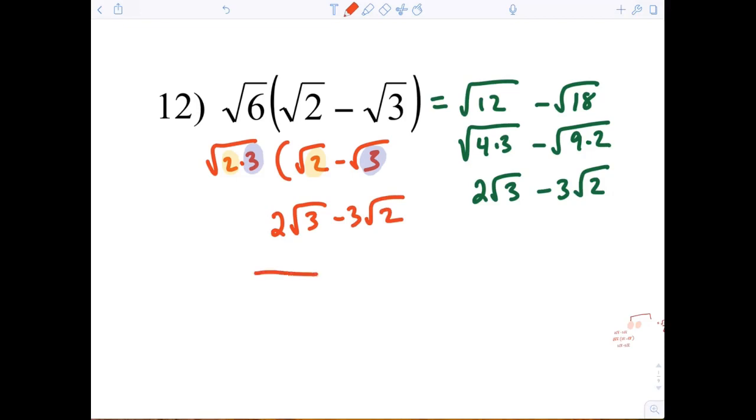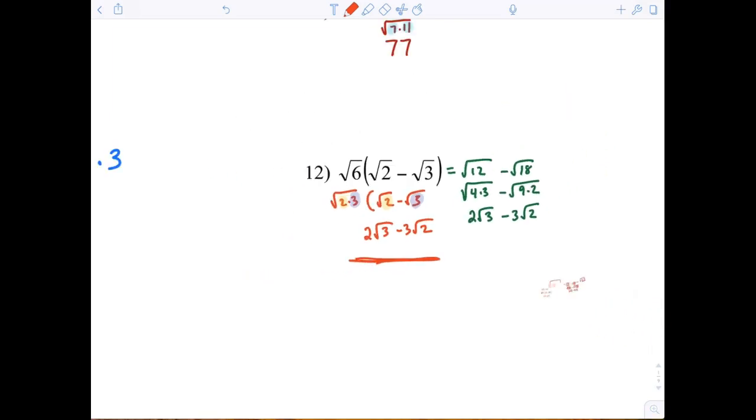This is how I prefer you do it, the way on the left. Because if the numbers are bigger, it's harder. All right, when the numbers are small, it's not too hard. All right, let's look at the next page.